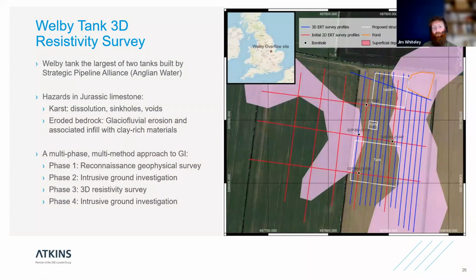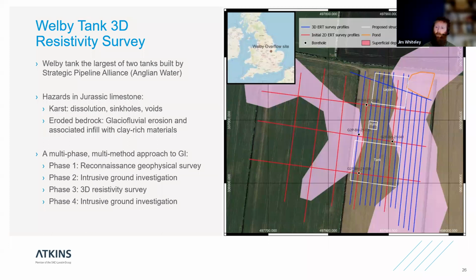So the site itself is situated on the Upper Lincolnshire limestone, which is known for having several hazards, including karst. So we've got potential presence of dissolution, sinkholes, voids associated with sinkholes or backfilled sinkholes. But we've also got an eroded bedrock topography as well. And what's happened in this particular part of the world is we've got differential deposits of glaciofluvial material. So basically we've got areas where we've got very shallow, potentially quite competent bedrock, and then these scoured channels which are filled with glaciofluvial material, which is very clay rich.